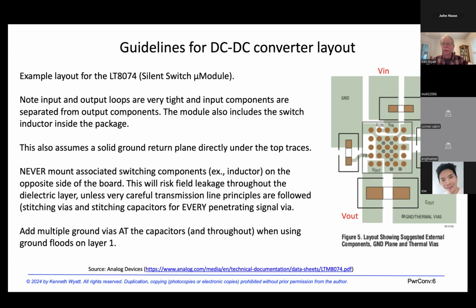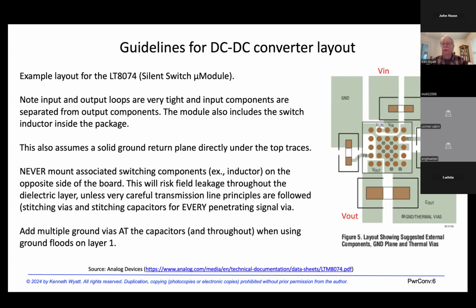This layout is from an LT8074, one of Linear's silent switcher micromodules, which I'll talk about in a little bit. But this particular module, DC to DC converter, includes the input and output capacitors within the package, which makes layout a whole lot easier.